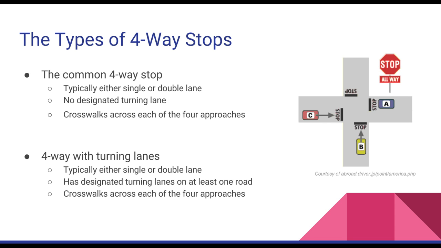But there's going to be one really main basic type that we're going to encounter. The most common one has either a single or a double lane, two-way traffic on all four approaches, with, like I said, either one or two lanes on either side of the yellow line. They typically will not have a designated turning lane.